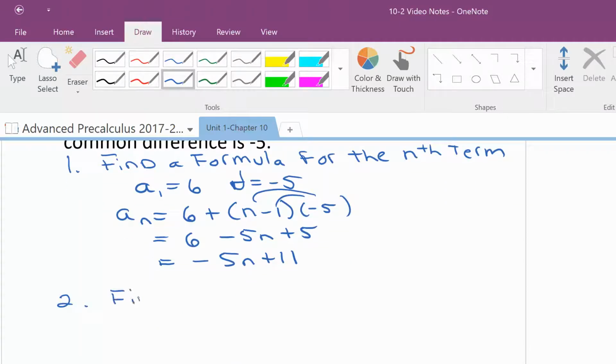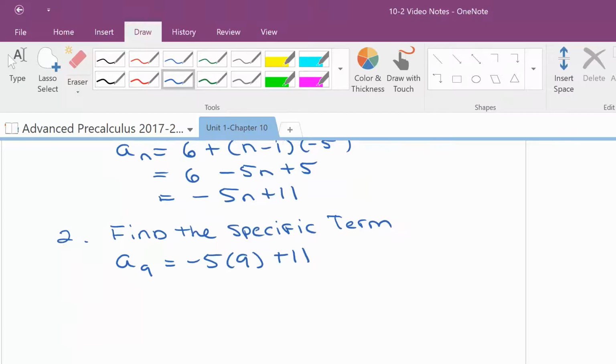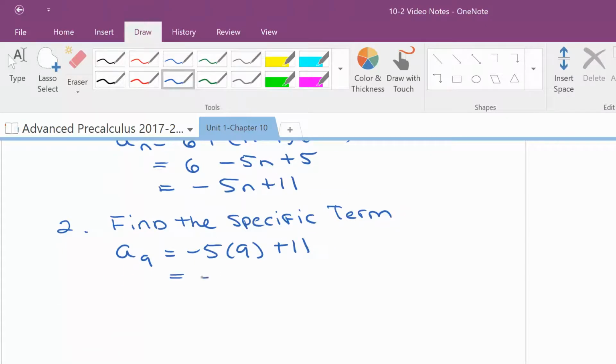Second, we're going to find the specific term. Here we're finding the 9th term, so n is equal to 9. We go -5 times 9 plus 11, which is negative 45 plus 11, which is negative 34. So that is the ninth term.